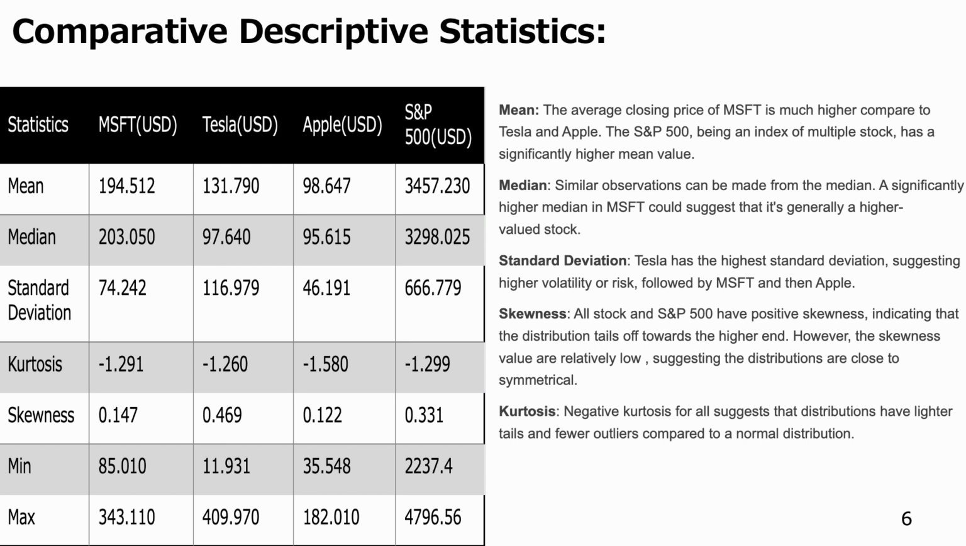Standard deviation. Tesla has the highest standard deviation, suggesting higher volatility or risk, followed by MSFT and then Apple. Skewness. All stocks and S&P 500 are positively skewed, indicating that the distribution tails off towards the higher end. However, the skewness values are relatively low, suggesting the distributions are close to symmetrical. Kurtosis. Negative kurtosis for all suggests that the distributions have lighter tails and fewer outliers compared to a normal distribution.